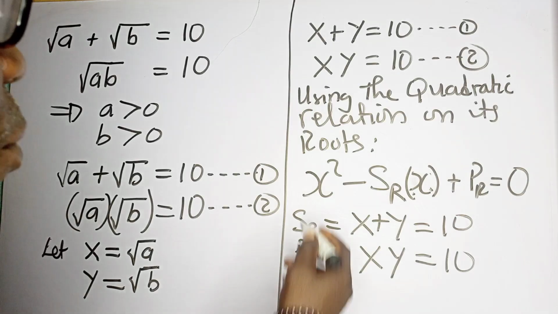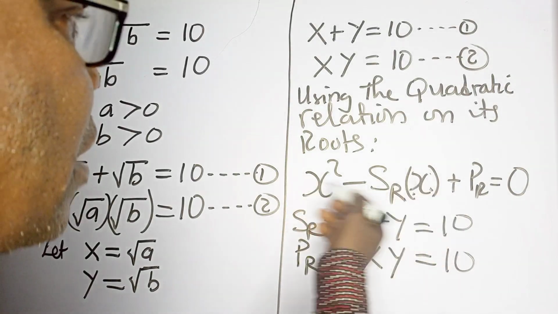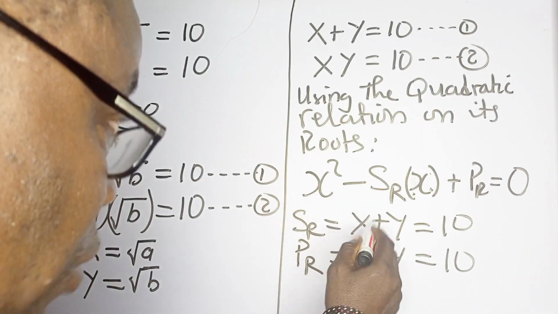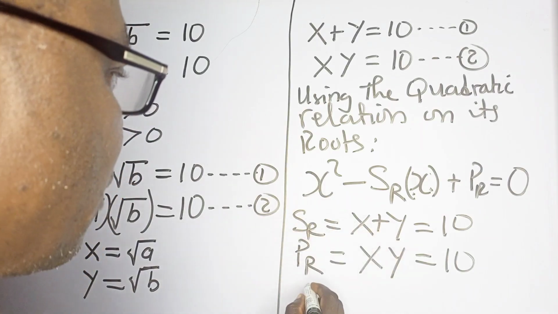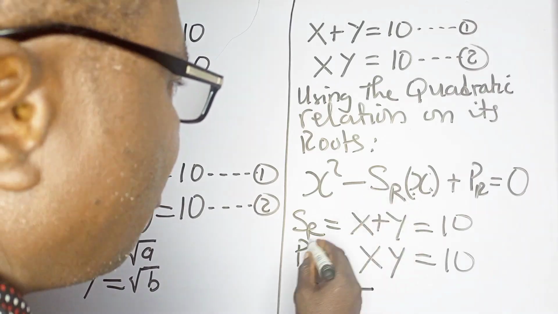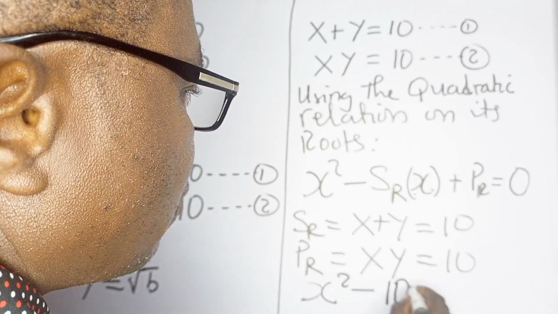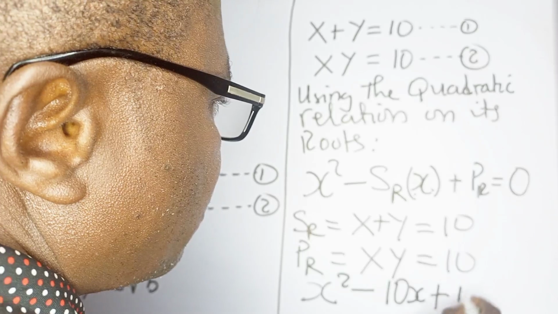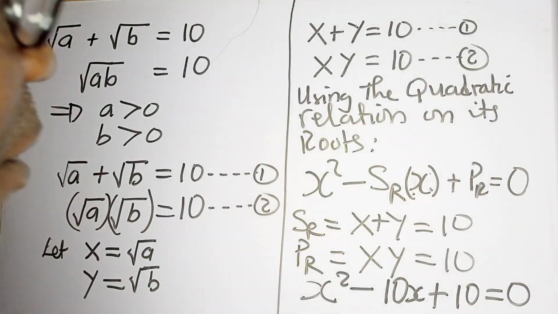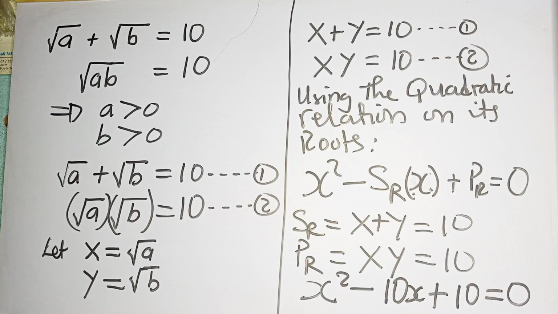So what equation then do we obtain? Let's form the equation in terms of small x. No confusion here, this is small x, and we want to look for big X, the capital X. So the equation becomes x squared minus sum of roots, 10, multiplied by small x, plus product of roots, which is 10, is equal to 0. This is the quadratic equation that we have to solve.